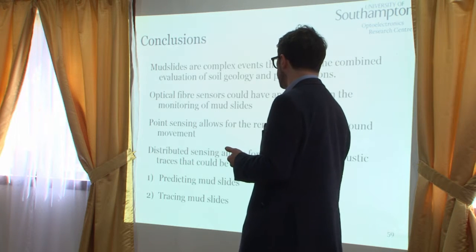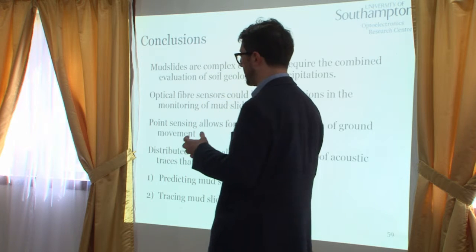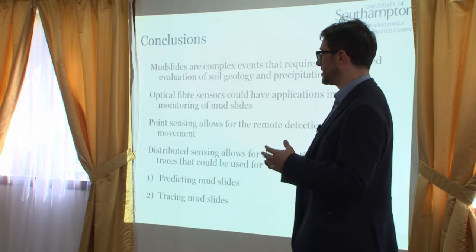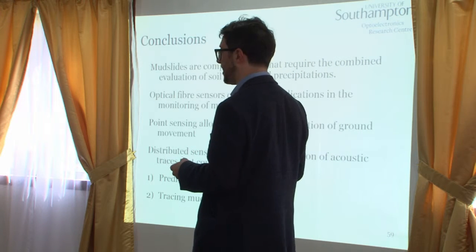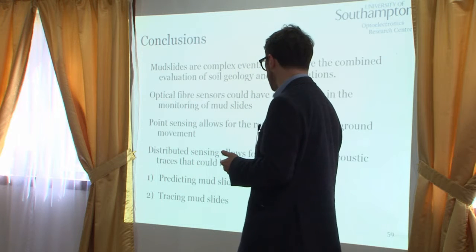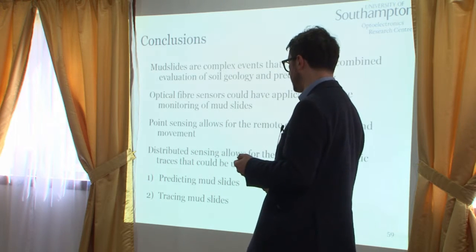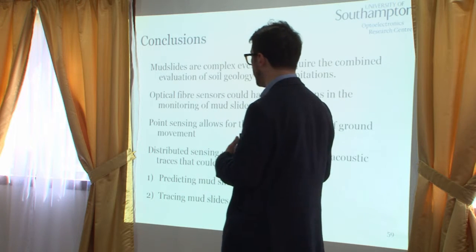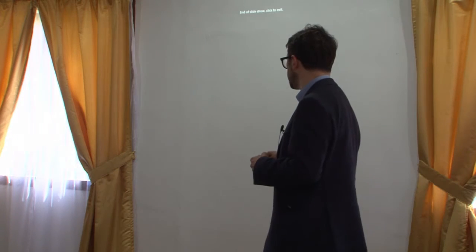And this type of sensor can be divided into point sensing, which can be associated with the detection of a small movement in a selected area, or distributed sensing, which in my opinion might have more success. And these could be used to predict what's going to happen, or more likely, to trace them, so to know in real time whether a major event is taking place.